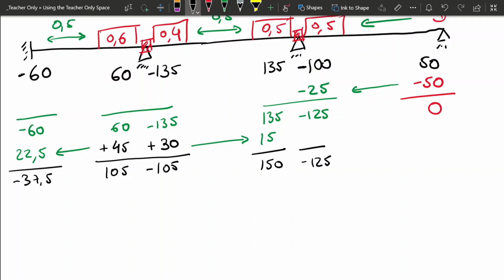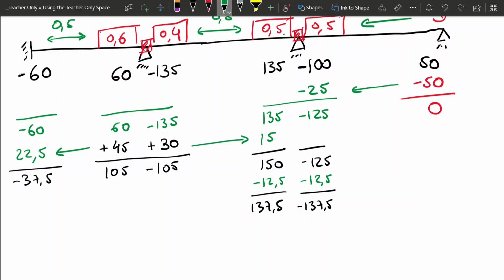Now our node C is unbalanced, so we need to balance this one. And again, let's have a look. 150 and 125, this one we can do without a calculator. We know that 150 is winning, and it's winning by 25, so we're going to apply minus 25 in total. And because it's 50-50, we're just going to do minus 12.5 and minus 12.5. This is equal to minus 137.5 and plus 137.5.